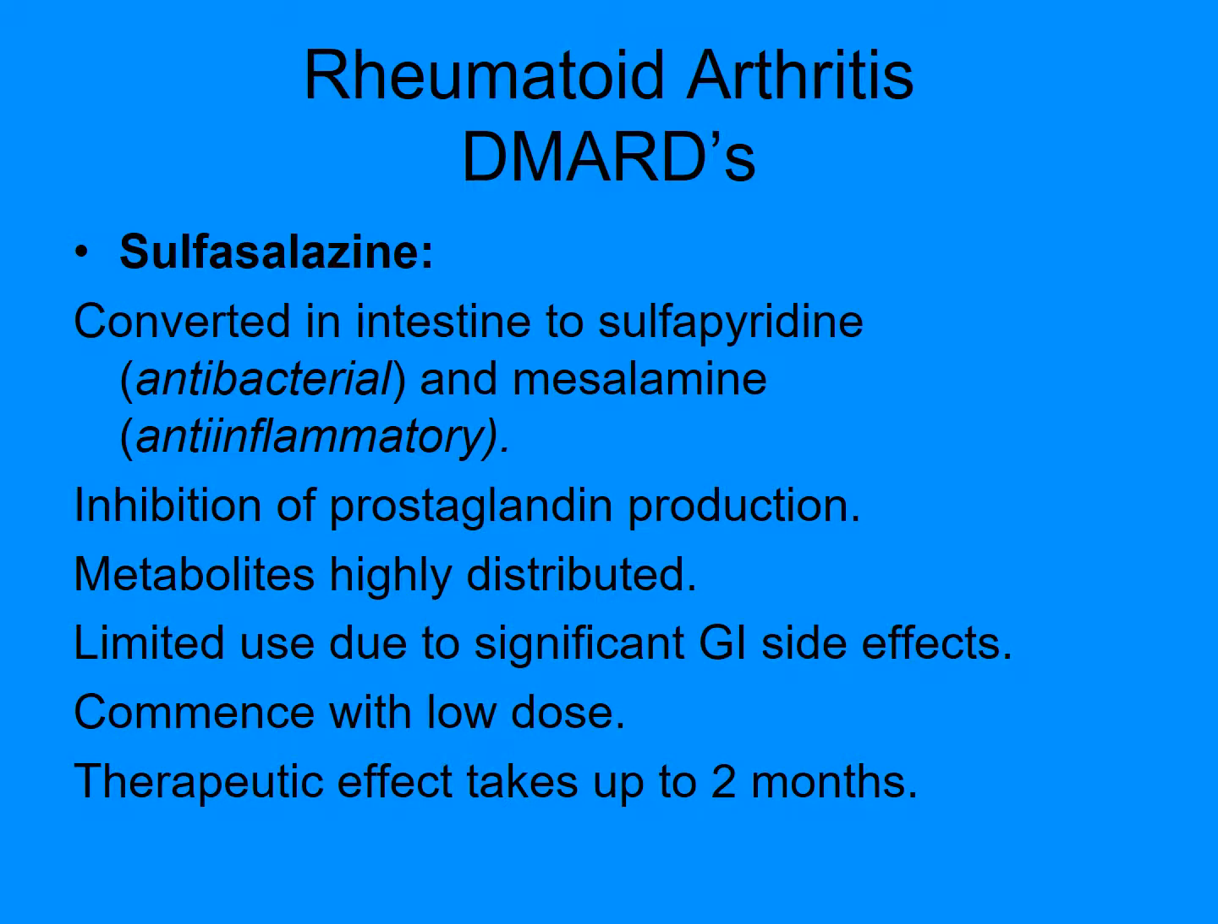Sulfasalazine may be added on to methotrexate. It is converted in the intestine by gut bacteria to sulfapyridine, which is antibacterial, and mesalamine, which is a version of 5-aminosalicylic acid, which has anti-inflammatory properties. It will inhibit the production of prostaglandins. However, it may cause some degree of GI effects, so one has to exercise caution.